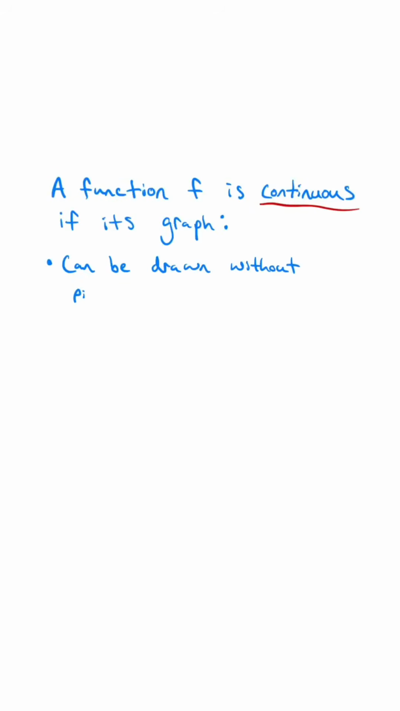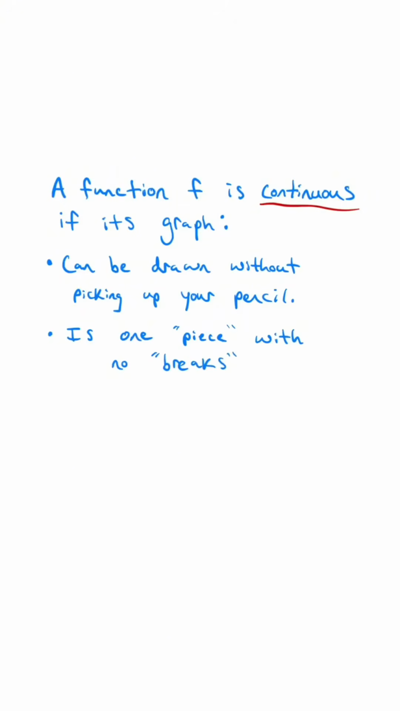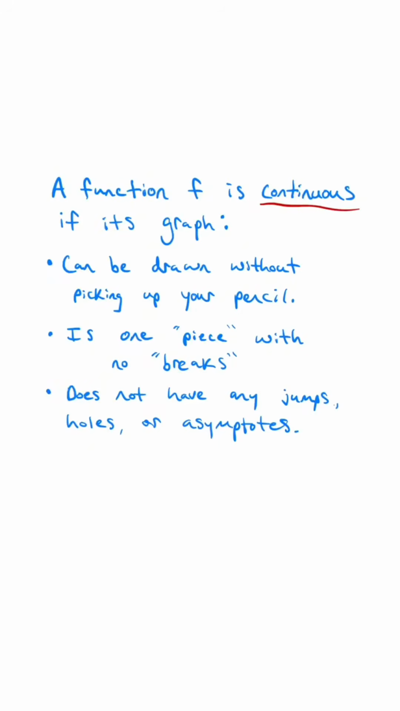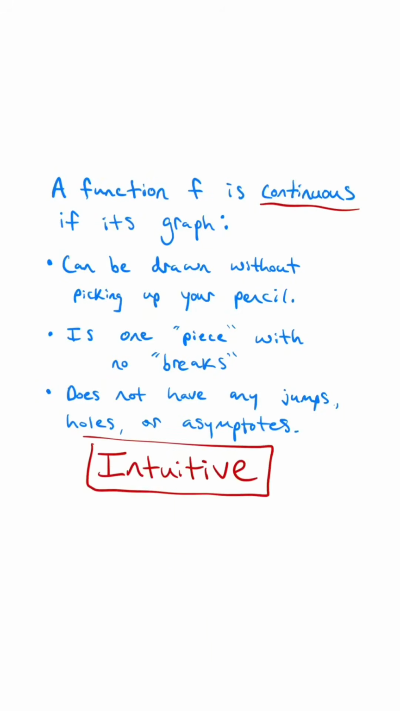From comparing these sets of examples, you could say that a function is continuous if its graph can be drawn without picking up your pencil, if its graph is all one piece with no breaks, or if its graph doesn't have any holes, jumps, or asymptotes. And these are all great intuitive ways of thinking about continuity.